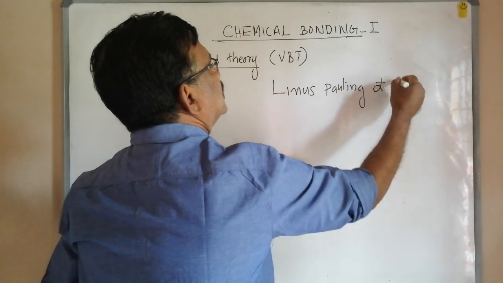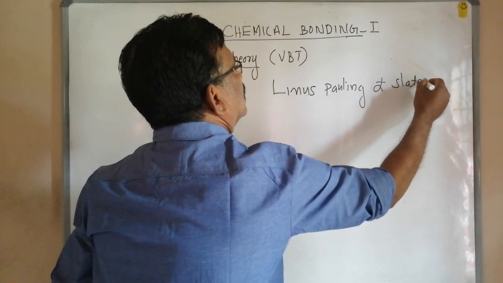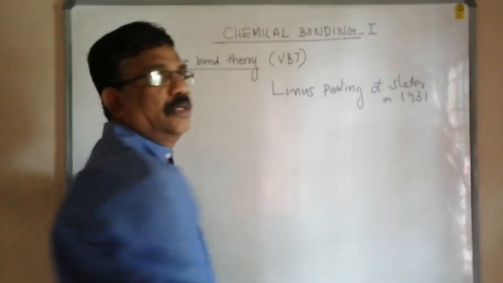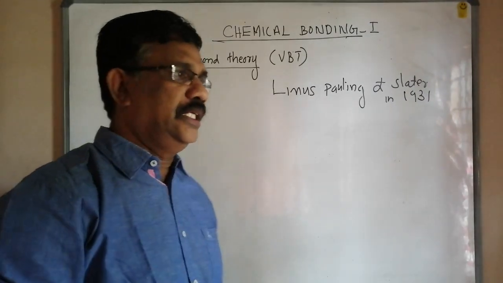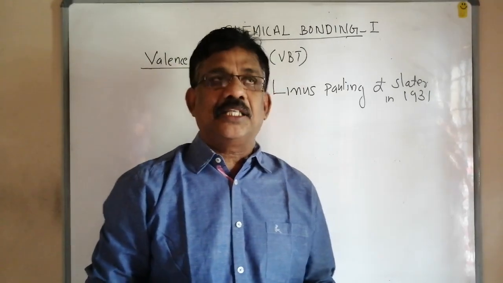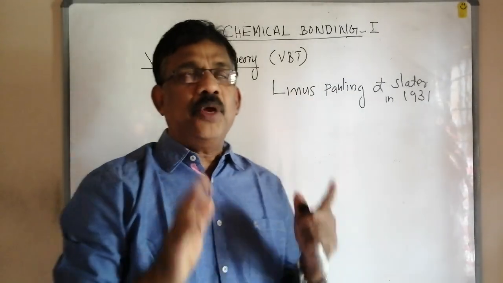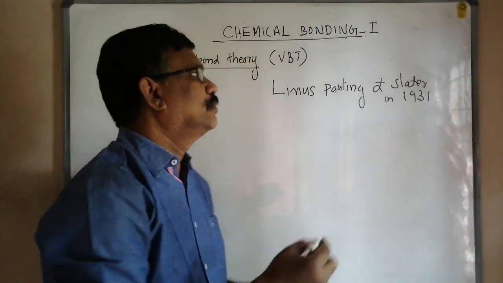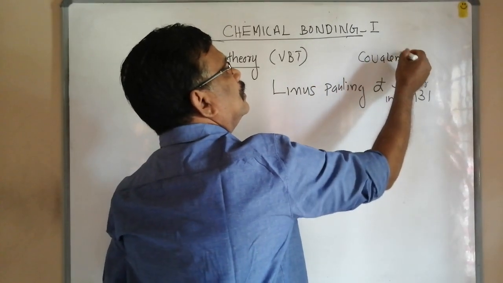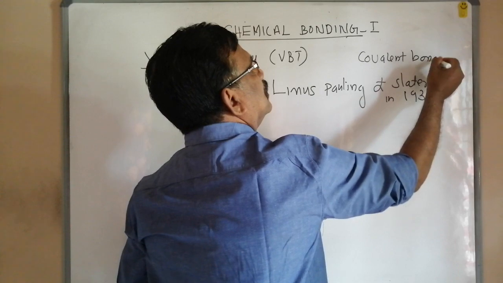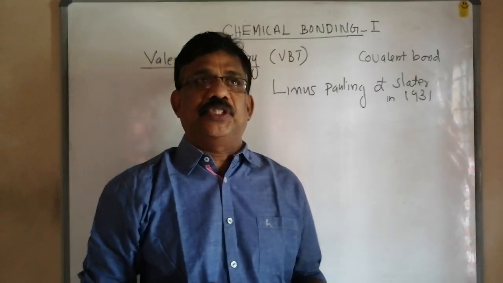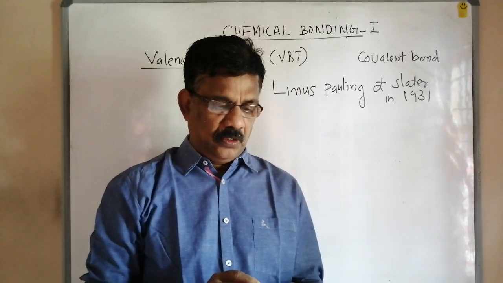Pauling and Slater, 1931. And this theory tells us about the formation of a covalent bond, covalent bond formation between atoms in a molecule.